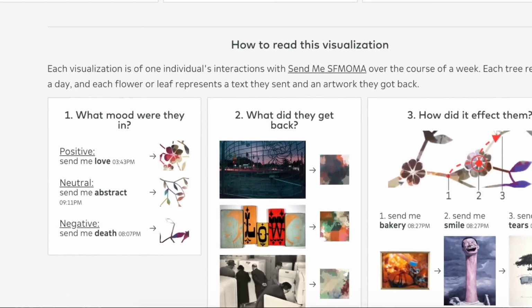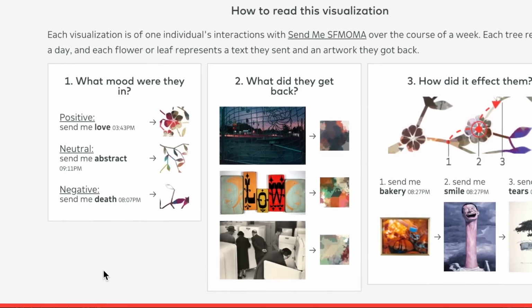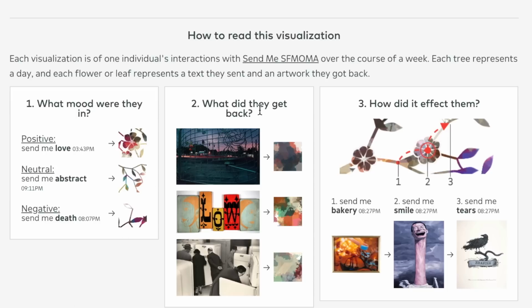The way that you read it is each one of these leaves or flowers is an individual text that they sent. A flower means that the request was something positive, like send me love, send me happiness. A leaf means it was something neutral, like send me abstract or send me art. And when it's one of these empty leaves, it means they asked for something negative, like send me death. They don't actually ask for that many negative things, which is really cool. It's colored by the artwork that they received back. I extracted the top few colors, and then I kind of watercolor effect it in.